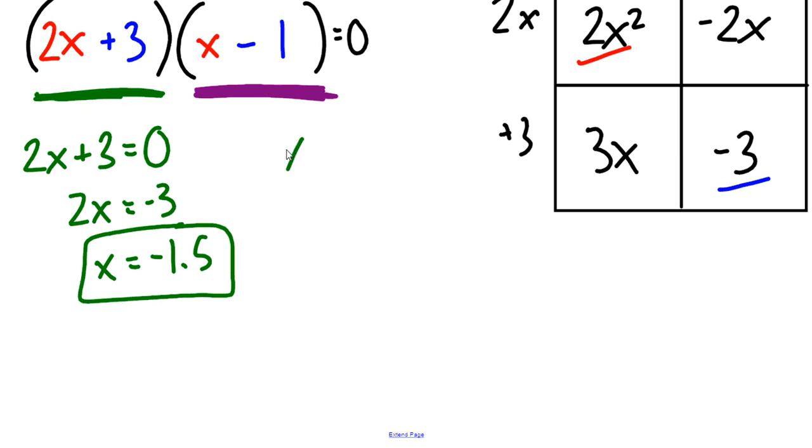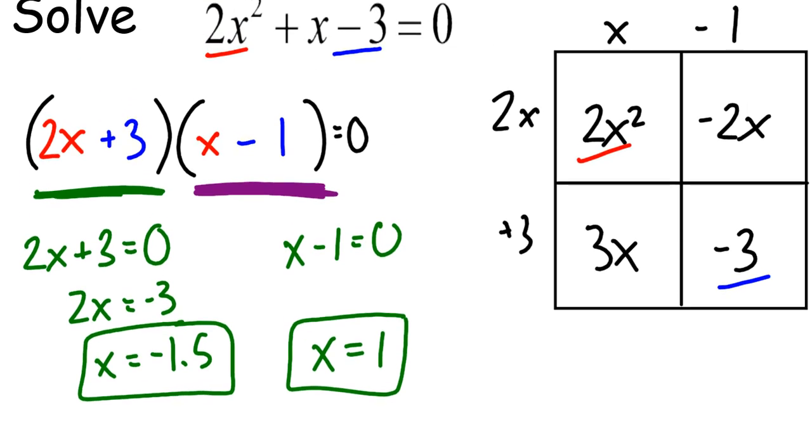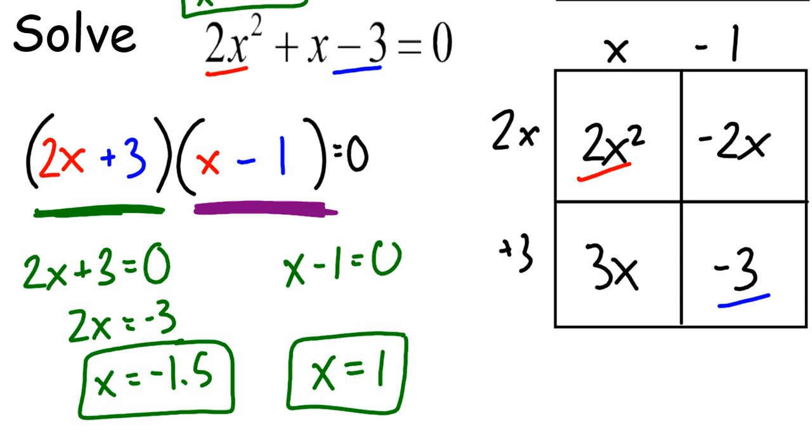Over here, I need x minus 1 to equal 0. This one's easier. Just add the 1, and I get positive 1. So either positive 1 or negative 1.5 will work. So those are my two answers to that equation. I want to point this out to you. Look at how many answers we get.